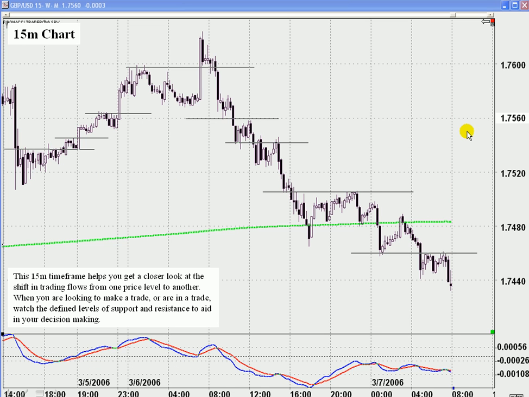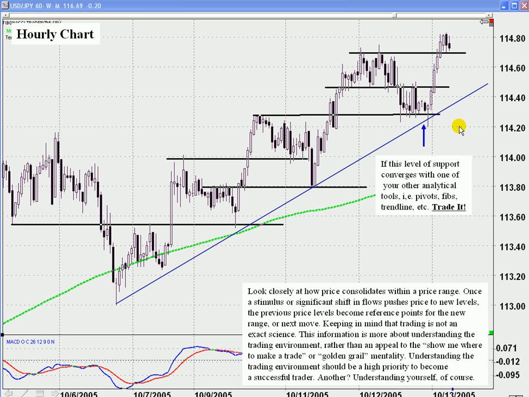This information is about understanding the market. All right, it is not a holy grail, but it will be a primary contributor to your decisions, regardless of how you trade.